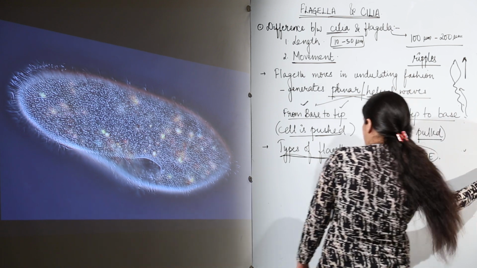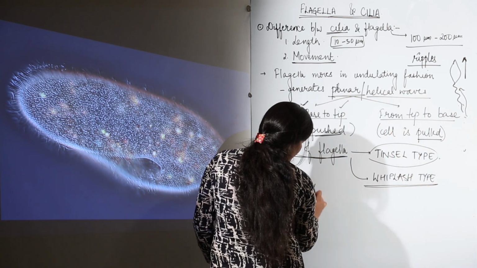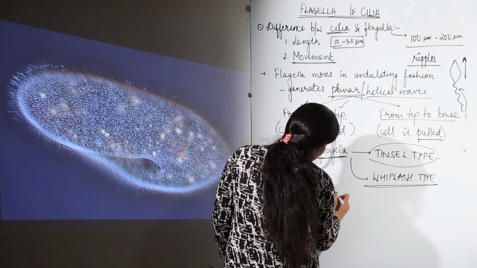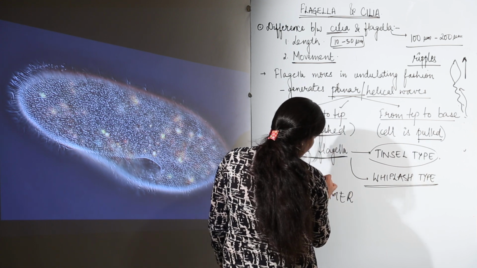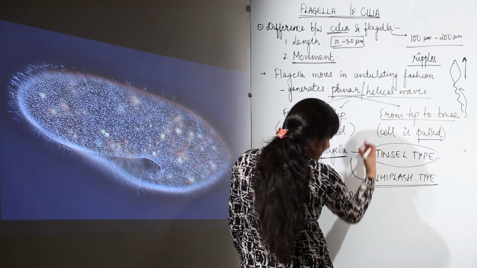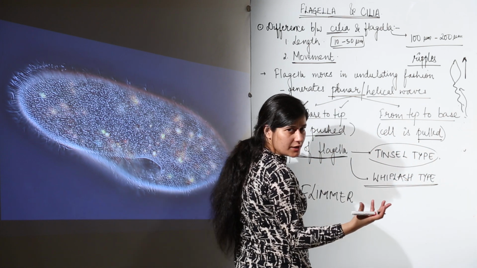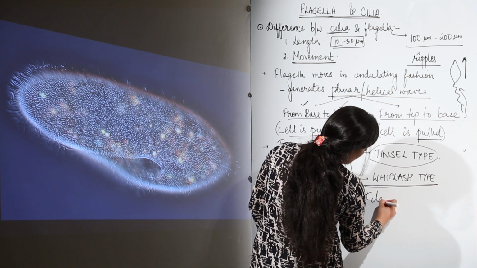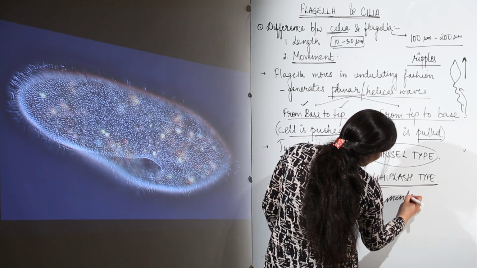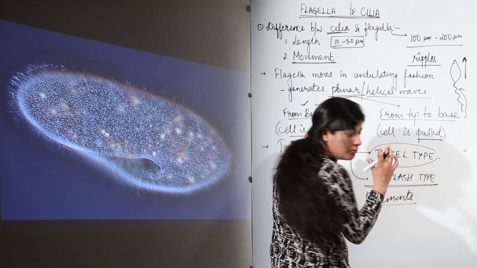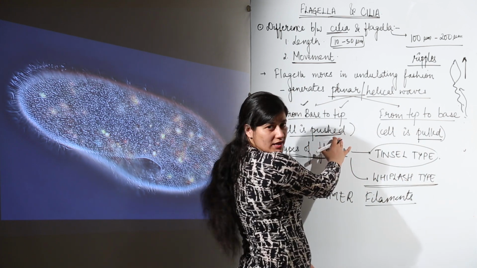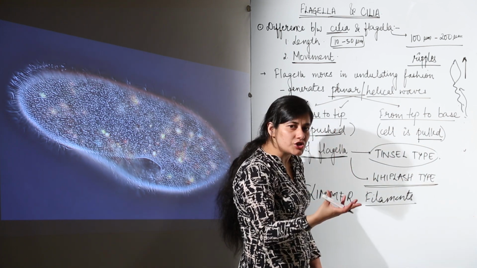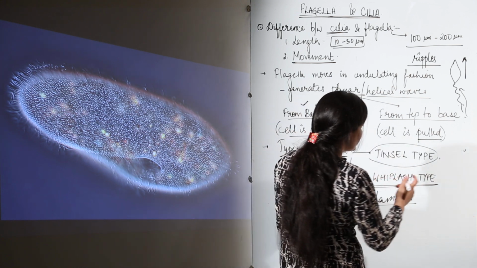I would write it over here because this is a term you need to remember, because this is the basic character that brings about this classification, that flagella can be classified into tinsel type and whiplash type. The flimmer filaments are responsible for a type of movement which is opposite to this: when the cell has to be pushed, it would be pulled. Now try to understand it.